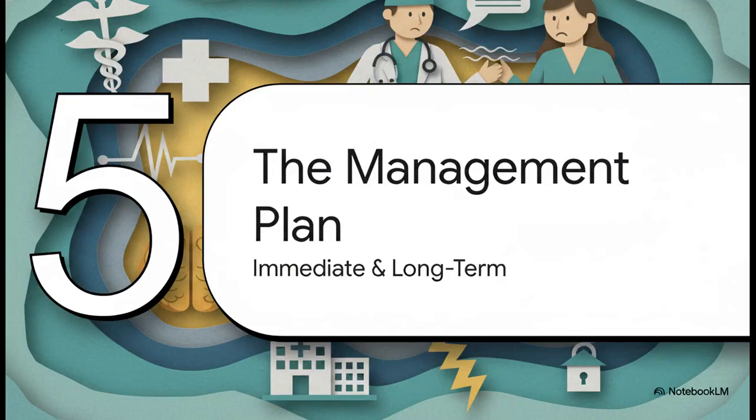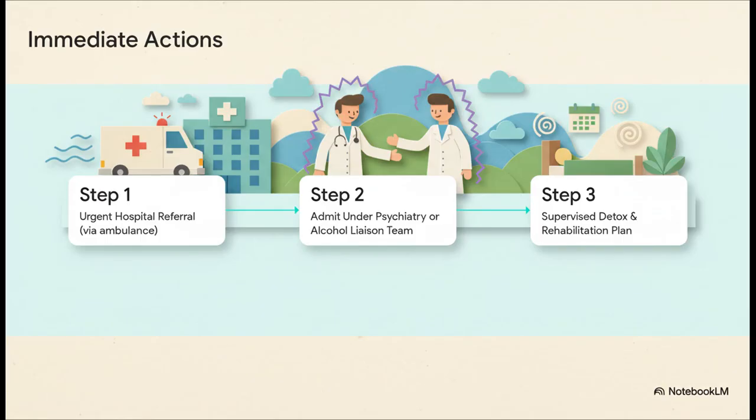Okay, let's move on to the management plan. So, let's say the patient has agreed to admission. What happens next? You need to be able to talk about the immediate steps and also show you're thinking about their longer-term care. The immediate plan is all about two things: safety and a good handover. So, step 1, an urgent hospital referral, and it has to be by ambulance. You can't have them getting in a taxi and having a seizure on the way.